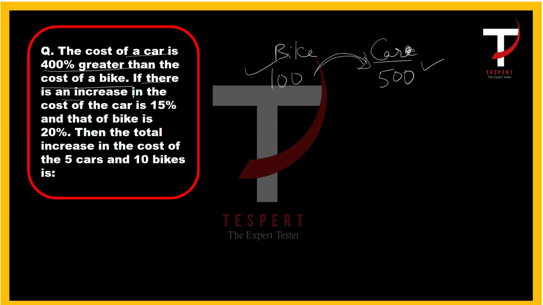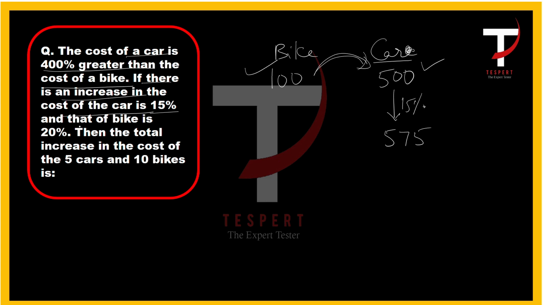And if there is a 15% increase in the cost of the car, what is 15% of 500? 15% of 500 is 75. So 500 plus 75, so 500 becomes 575, right?